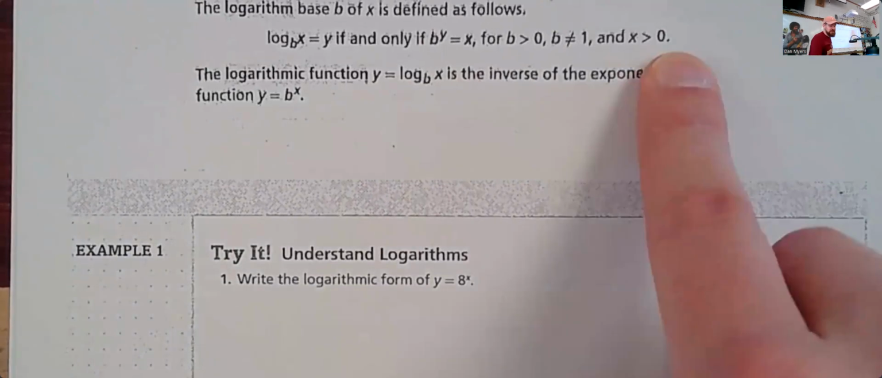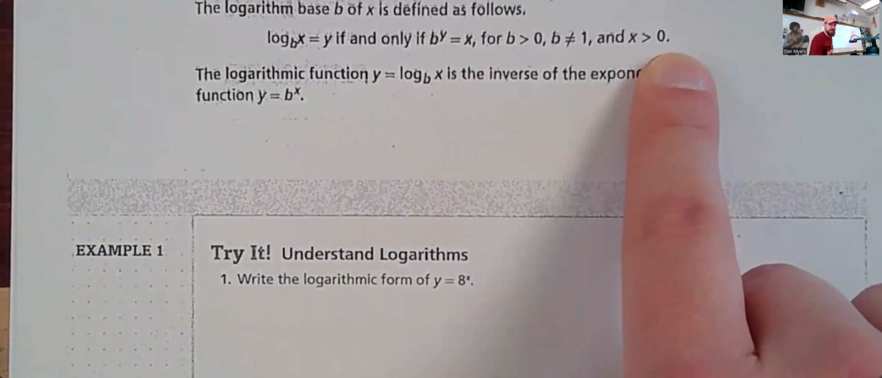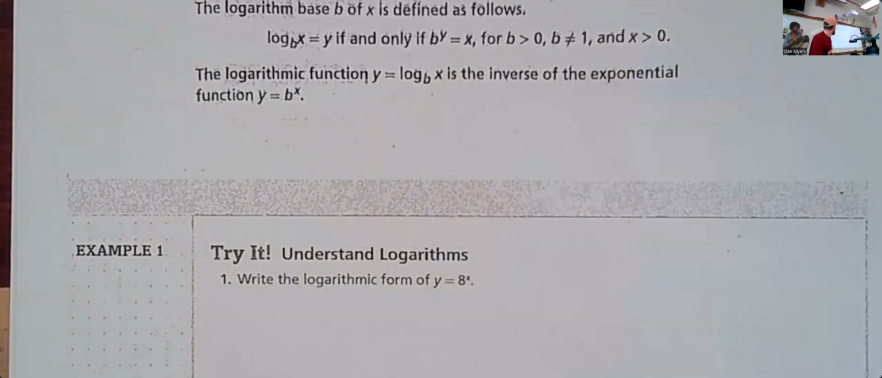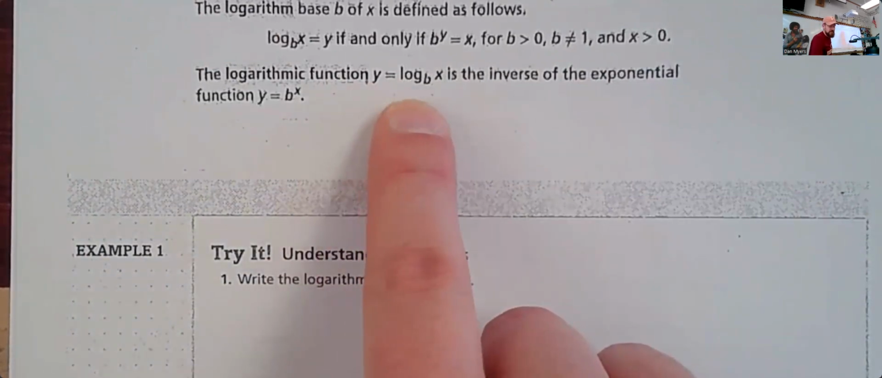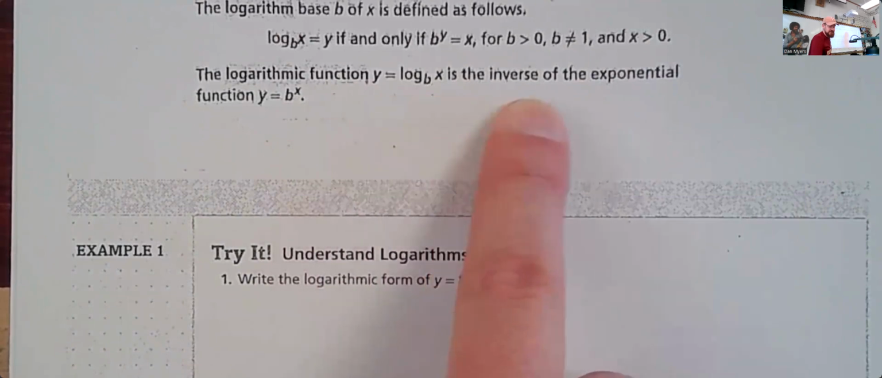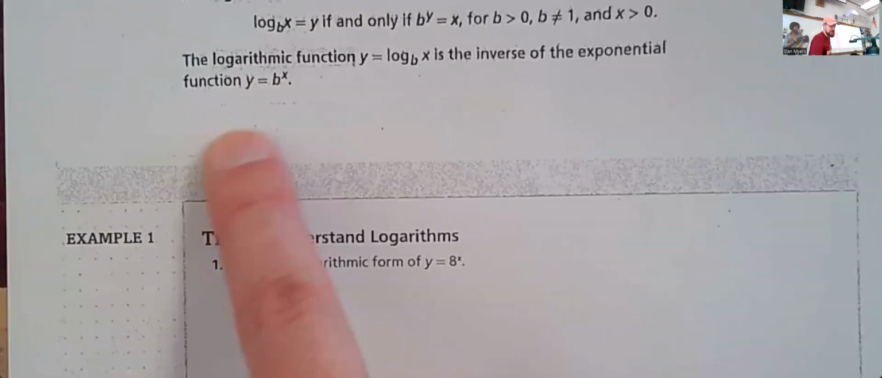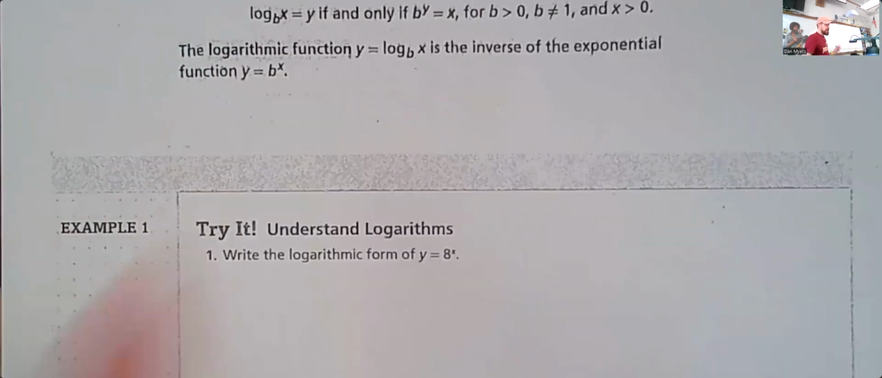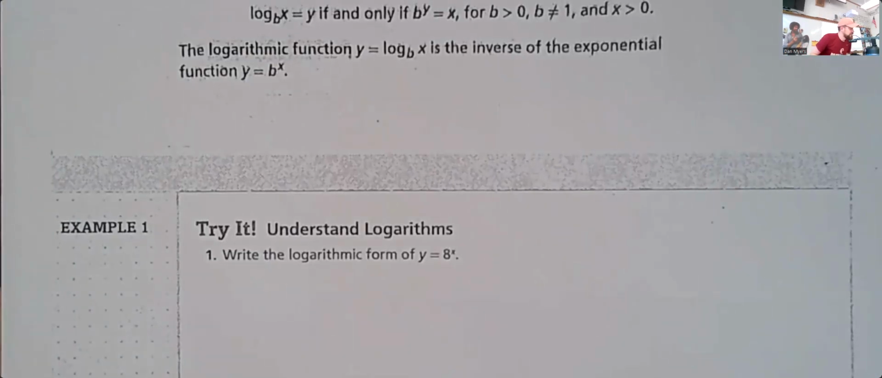And then x needs to be greater than 0, so the exponent needs to be greater than 0 as well. The logarithmic function y equals log base b of x is the inverse of the exponential function y equals b to the x power.